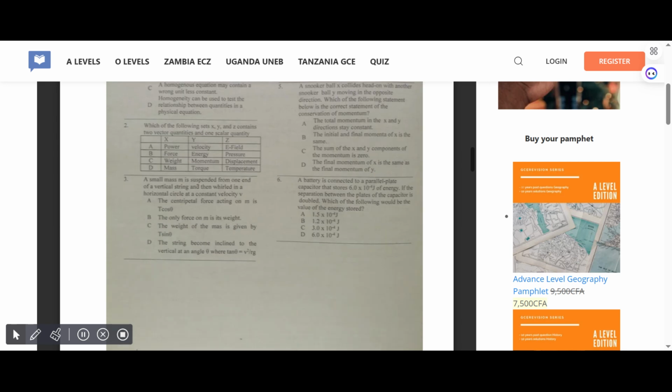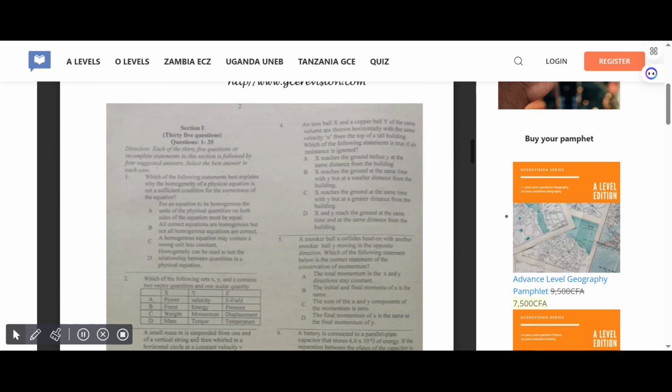Question 3. A small mass is suspended from one end of a vertical string and then whirled in a horizontal circle at a constant velocity v. The correct answer for 3 is D. The string becomes inclined to the vertical at an angle θ.